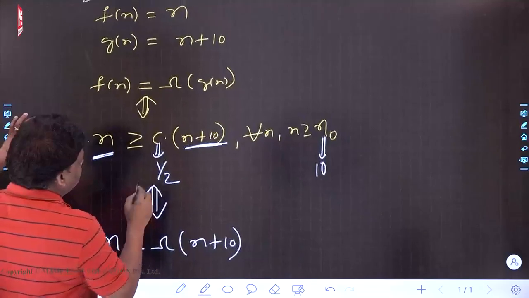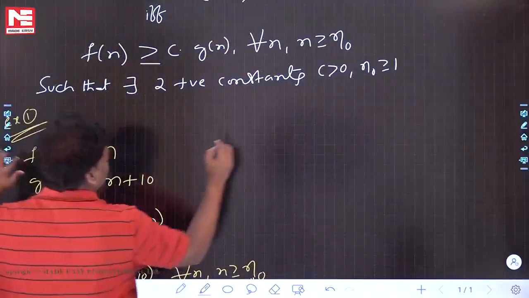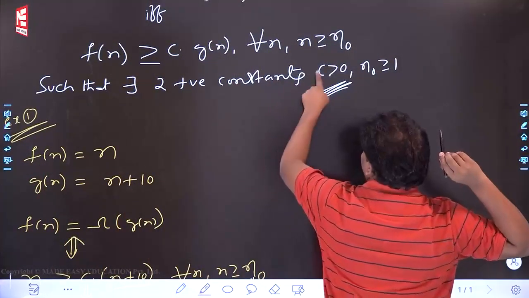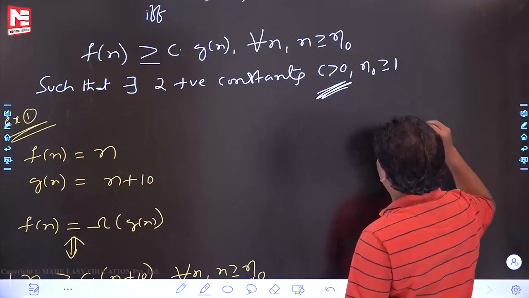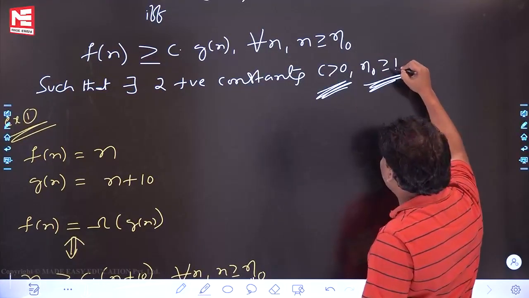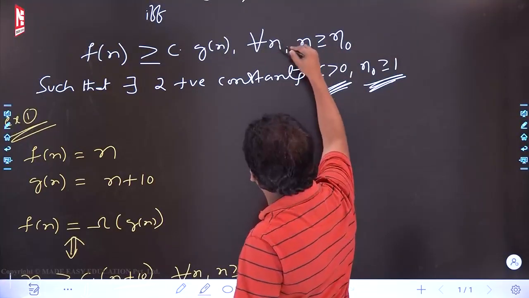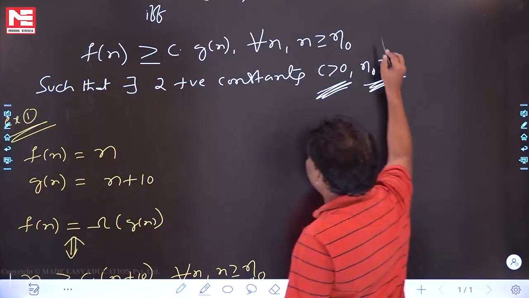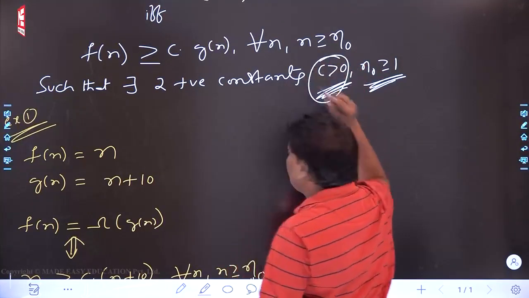Some people are asking, how can you take C as a fraction? There exist two positive constants, C greater than 0. Greater than 0 means 0.5 also. Right? N0 is greater than or equal to 1. You cannot take N0 as a fraction. The reason is that N is the number of inputs, for all N where N is greater than or equal to N0. N0 minimum is 1. N is the number of inputs, so fractions are not possible for N, but fractions are possible for C.